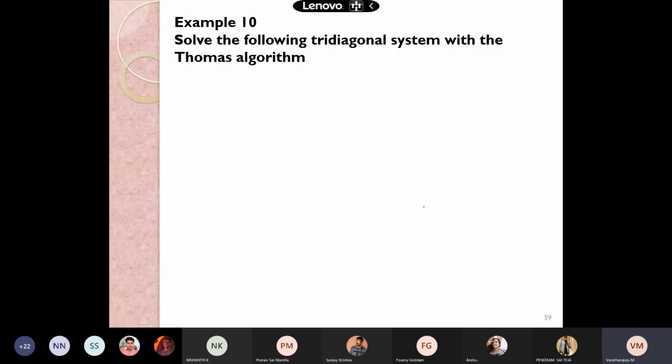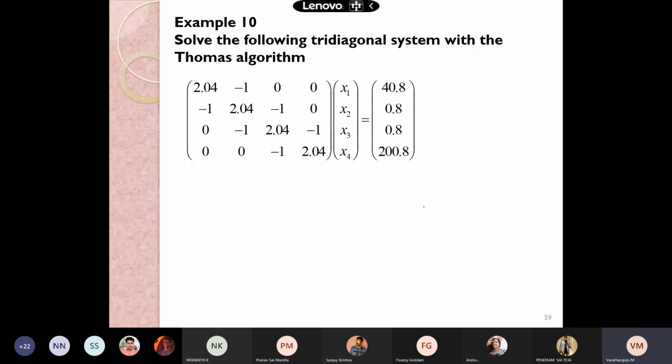And this is your example 10: solve the following tri-diagonal system with the Thomas algorithm. Please copy down this problem. We will solve it in the subsequent class. The coefficients are 2.04, minus 1; minus 1, 2.04, minus 1; minus 1, 2.04, minus 1; minus 1, 2.04, and on the RHS, 40.8, 0.8, 0.8, 200.8.